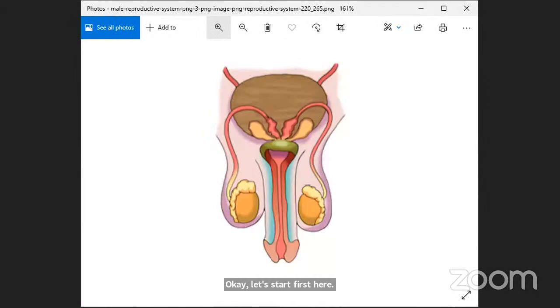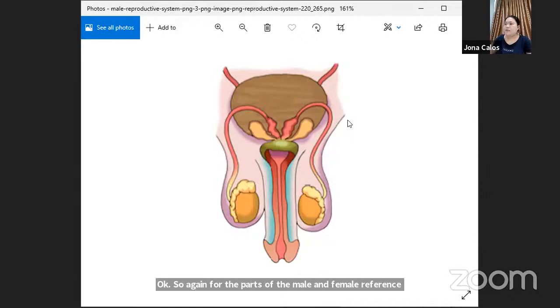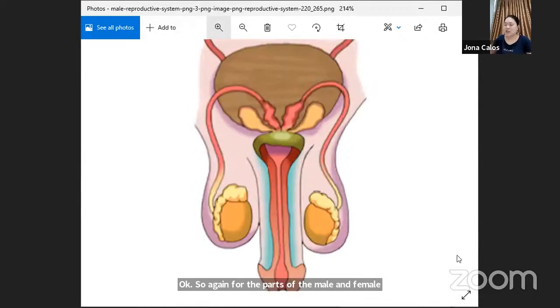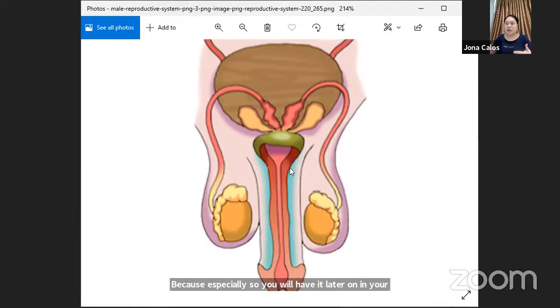Okay, let's start first here. Is it clear? Okay, so again, for the parts of the male and female reproductive system, let's just focus mainly on the parts, not the function, because you will have it later on in your higher sciences. So of course, for the external part, or what we see outside, we have here the penis and the scrotum.